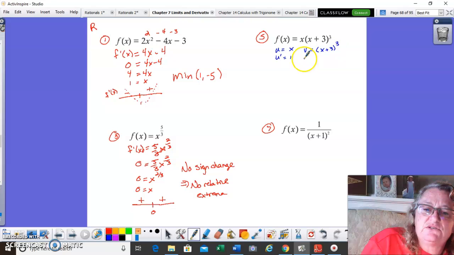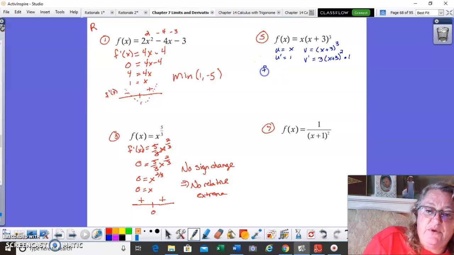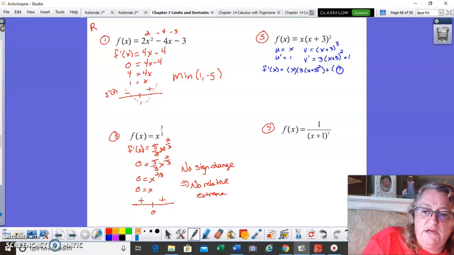In order to find its derivative, I have to apply the chain rule. So the 3 comes down as my coefficient, x plus 3, I reduce my exponent to a 2, and I multiply by the derivative of the inside, and the derivative of the inside is just 1. Now I can apply the product rule. So that's going to get me x times 3 times the quantity x plus 3 squared, plus 1 times the quantity x plus 3 cubed.